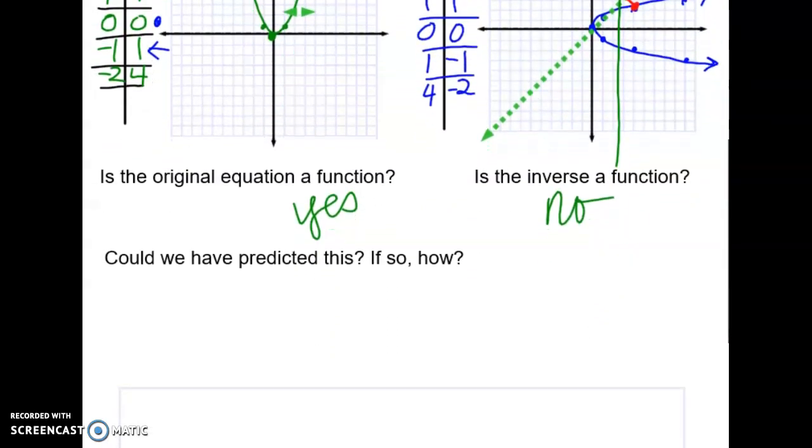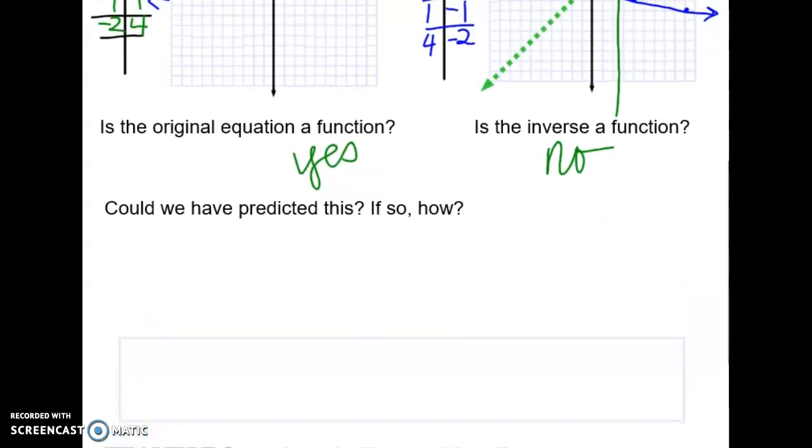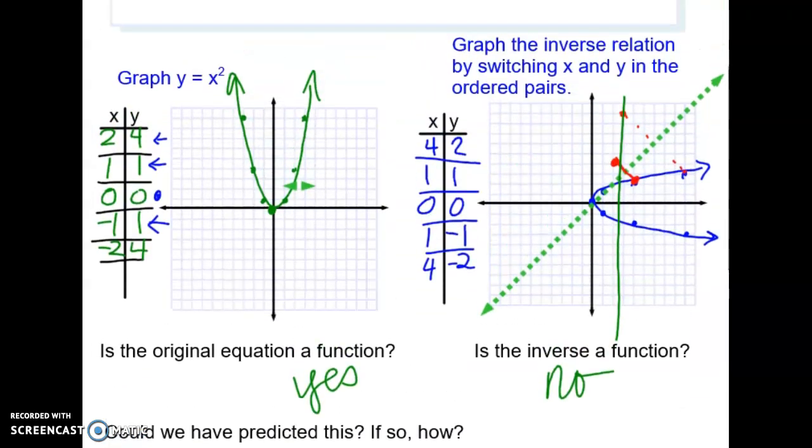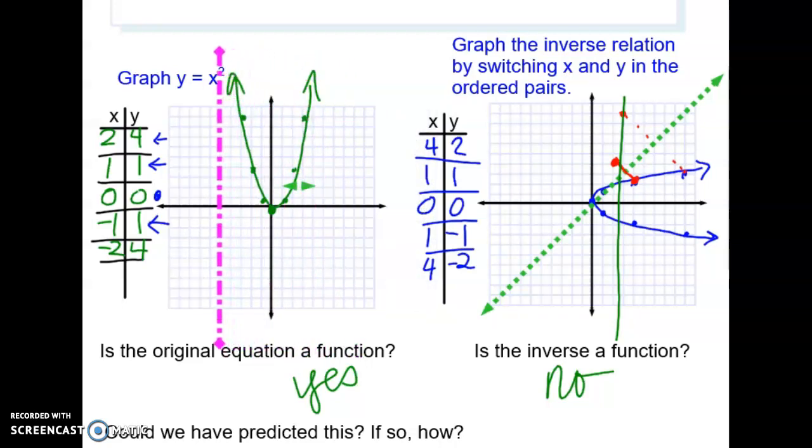So could we have predicted this? The answer is yes, by this wonderful little test that we have. If I go back up here, that first one passes the vertical line test. So I'm just going to draw a vertical line. Ooh, that's pretty. That passes the vertical line test, yes? Yes. But over here, this one doesn't pass the vertical line test. Well, could I have told that right away? The answer is, think about it. How could you have known?